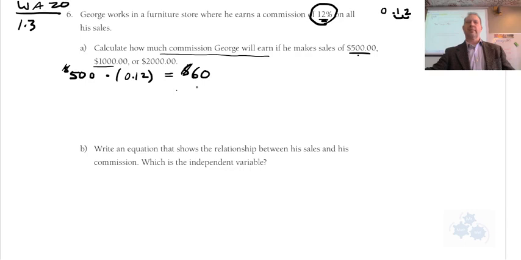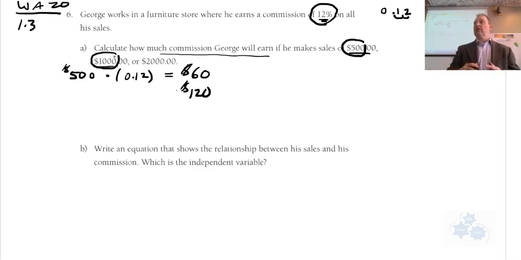Add a 0. Well, not quite. Not add a 0. But watch this. Look at $500. He makes $60. This is twice as much as $500. Wouldn't he make twice as much as this? Wouldn't he make $120? If the sales are worth twice as much, wouldn't his commission be twice as much as well? Let's see if that works.